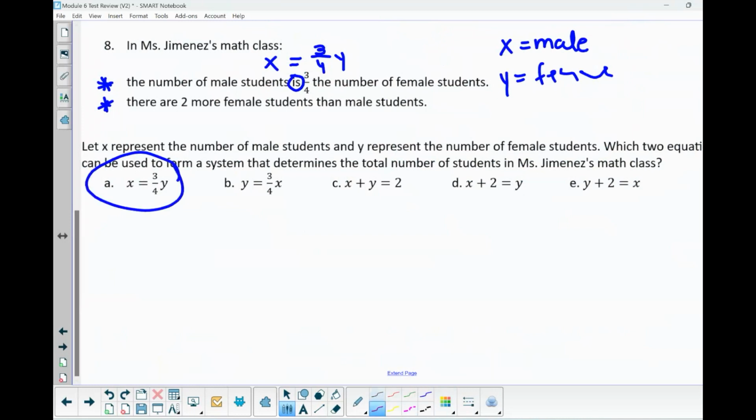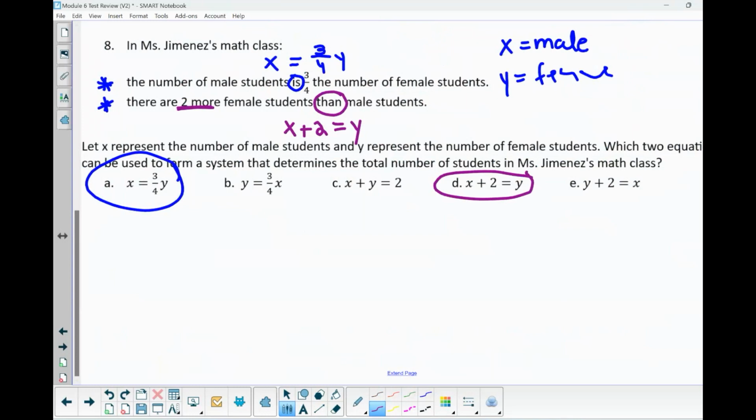Now let's look at the second one. It says there are 2 more females than. I know than is a turnaround word, so I should be flipping this. So there are 2 more females than male students. So I know my males are going to go first. There are 2 more of them than our female students. And that should be letter D.